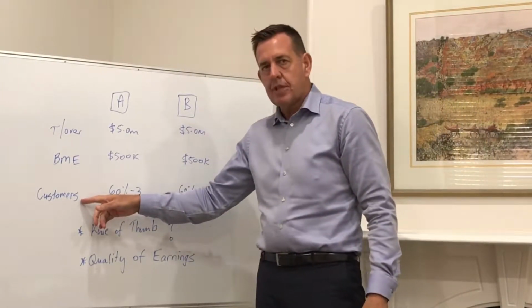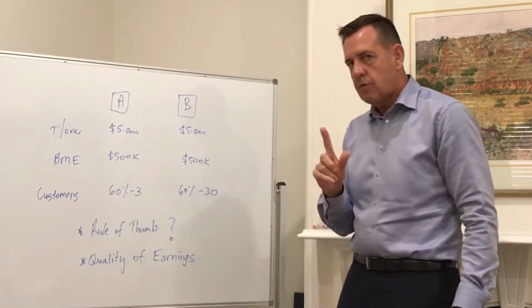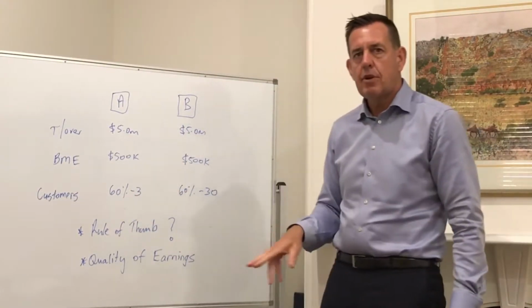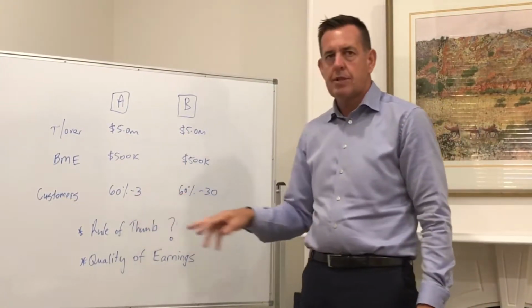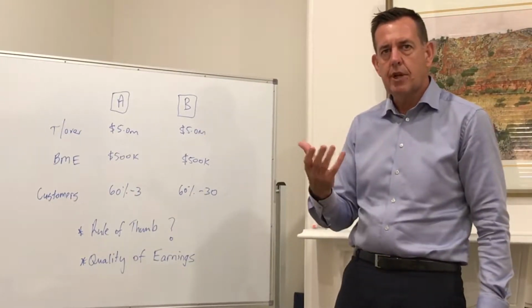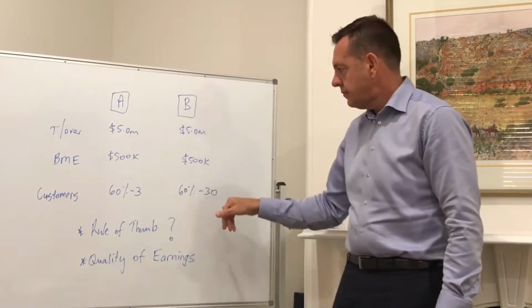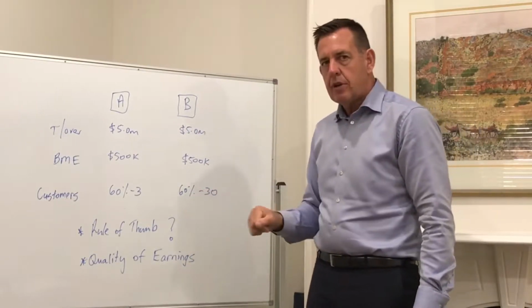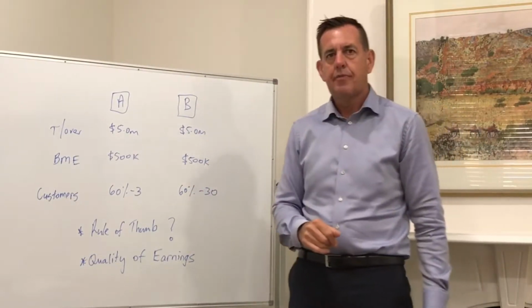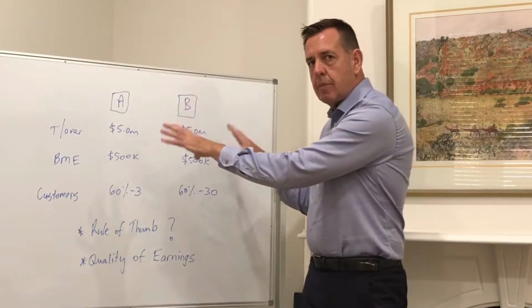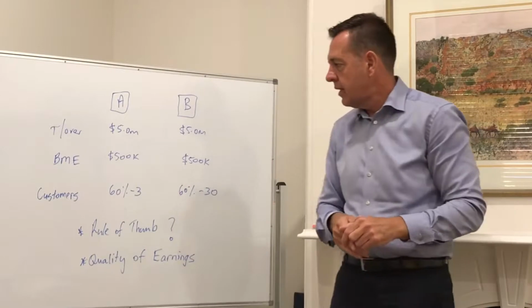The customers of these businesses, in terms of revenue, business A, 60% of the annual revenue is made up from 3 customers. 3 clients generate 60% of the revenue. For business B, 60% of the revenue is generated by 30 clients. Okay? Exact same type of business in the same market.